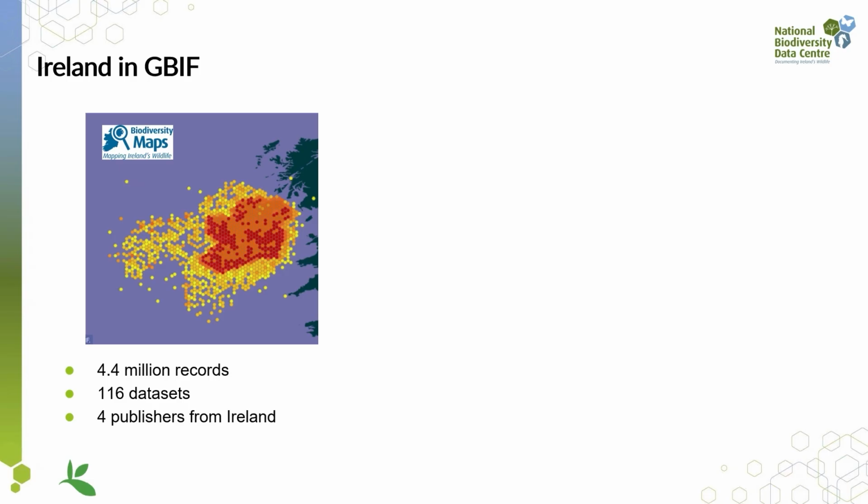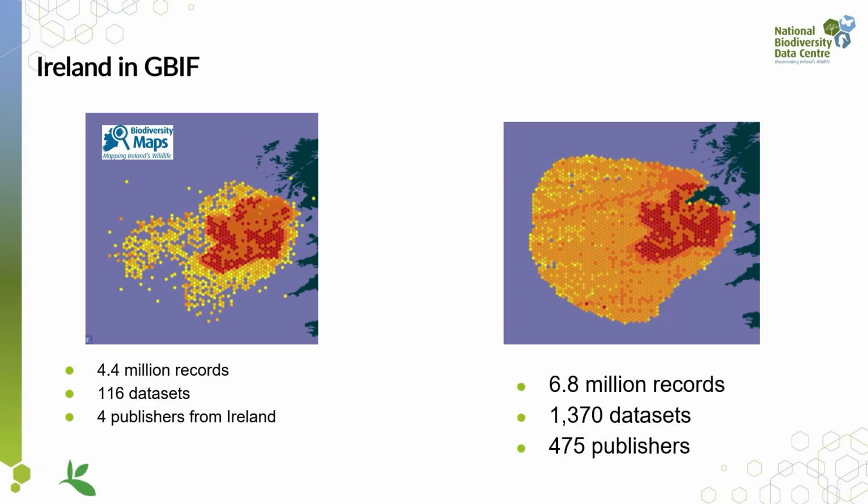The image on the right highlights the data that GBIF holds about Ireland. So it shows the importance of the global network, as we can see that there are almost 3 million further records added about Ireland from almost 500 publishers from countries outside of here. So interestingly, Belgium is a country that publishes the most amount of biodiversity data about Ireland, aside from Ireland itself, obviously.